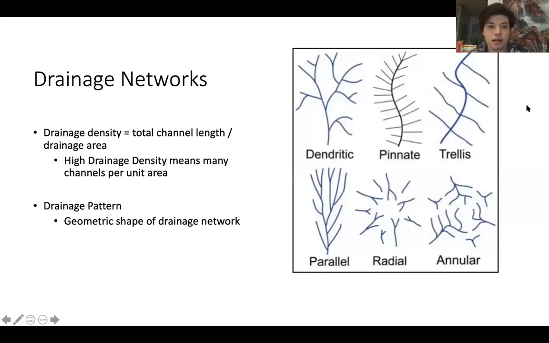So first, covering the big topic of drainage networks. Drainage density is the total channel length over the drainage area. And usually a higher drainage density means more channels per unit of area. And second, drainage patterns are the geometric shape of a drainage network. You see 6 common ones over here. And it would be useful to have a general idea of what these 6 look like just going forward, and how to identify them. But they're pretty distinct on their own.